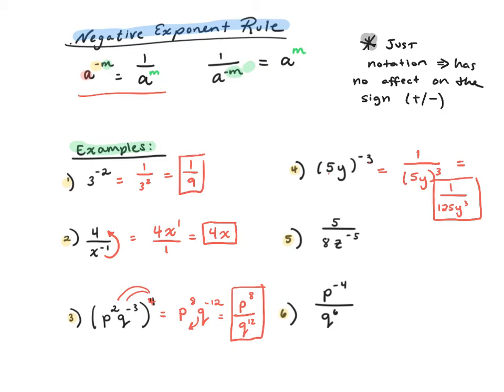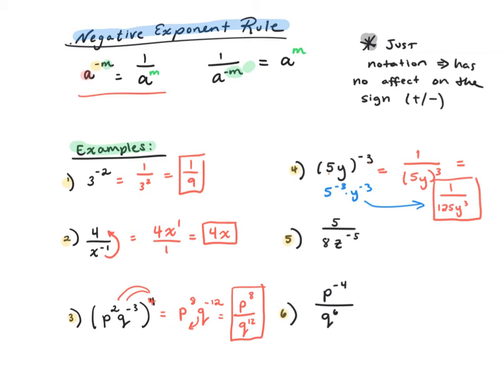Now if I did it in the different order, that would be 5 to the negative 3 times y to the negative 3. And you just have to realize 5 to the negative 3 and y to the negative 3, they're going to both go to the denominator and get cubed. Okay. I'm kind of zipping through these.